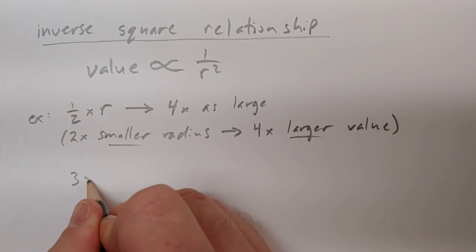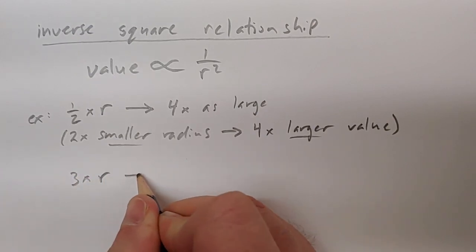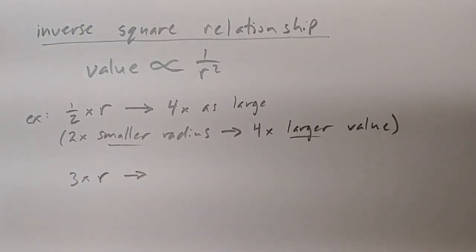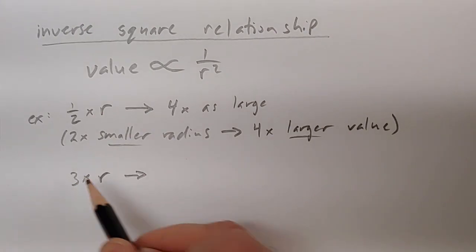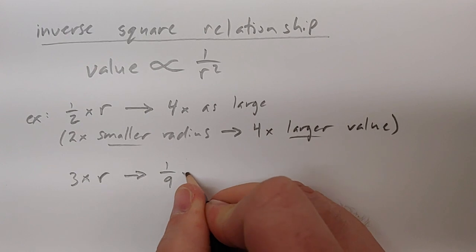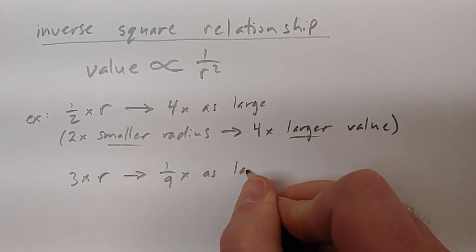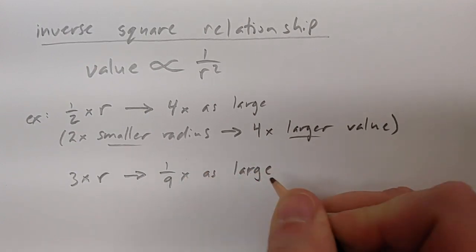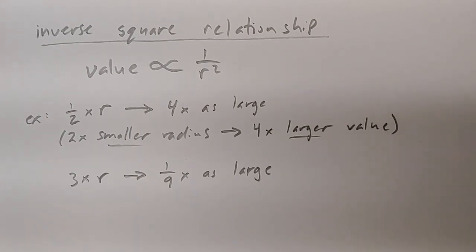So another quick example, if we have 3 times the radius, if we just do it with fractions, the inverse of 3 is 1/3, and 1/3 squared is 1/9. So whatever our thing is that has our inverse square relationship with radius is going to be 1/9 as large. So if it's the paint thickness, if we go 3 times as far away from the spray can, the thickness of the paint is going to be 1/9 as large.